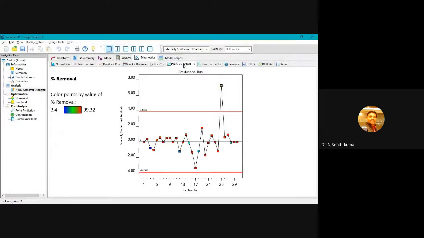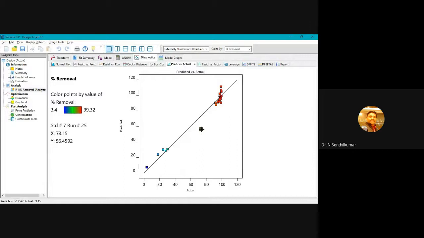Then predicted versus actual, you can see that point alone is getting separated out. So there is a problem in that experiment. Apart from this, all the points are fitted along the 45-degree straight line. So all these points are scattered along the 45-degree straight line. Okay. So then I will be going for the model graphs.